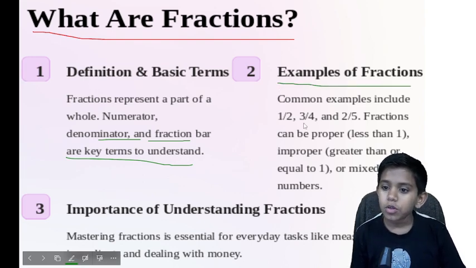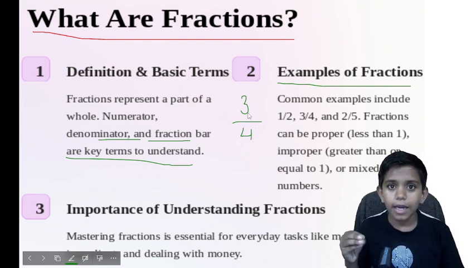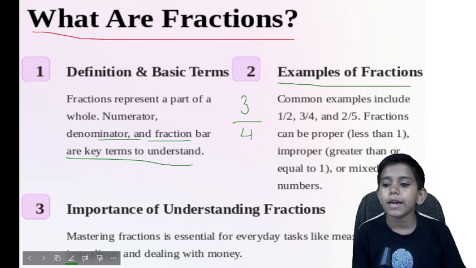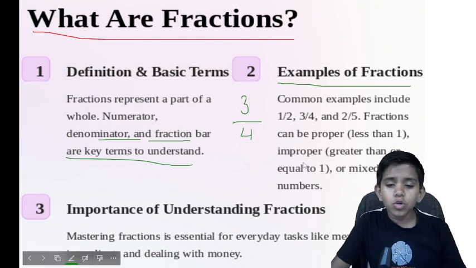Examples of fractions. Common examples include 1 by 2, as I showed, and if I ate 3 parts out of 4 parts, so 3 parts are shaded, the fraction will be 3 by 4, 2 by 5 and so on. Fractions can be proper, less than 1, improper, greater than or equal to 1, or mixed numbers. So there are 3 types of fractions that we will learn in the next slide.